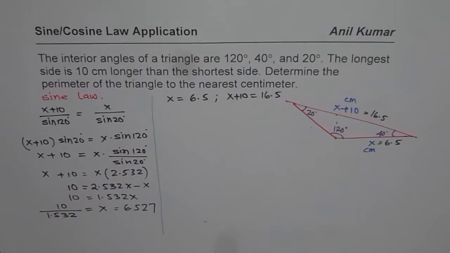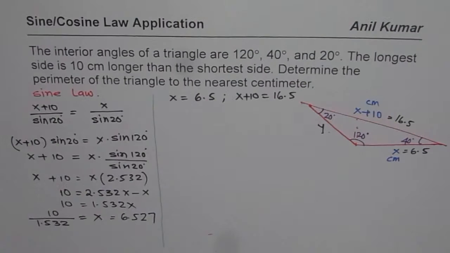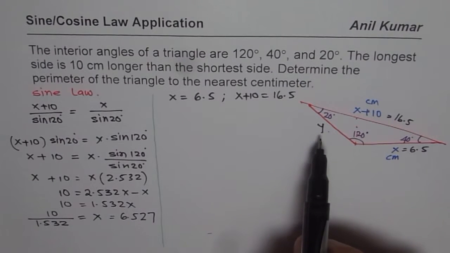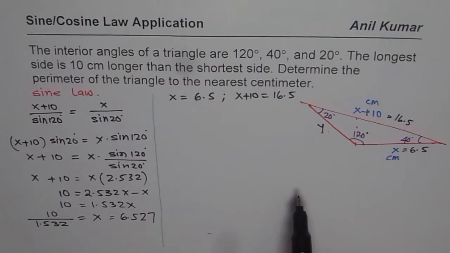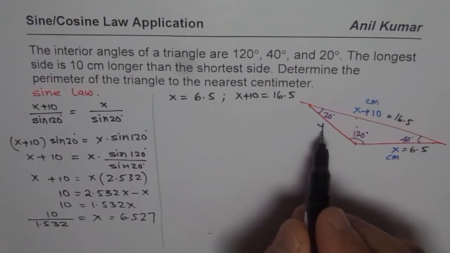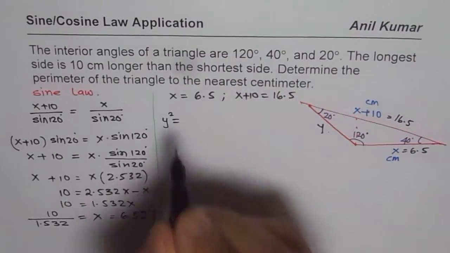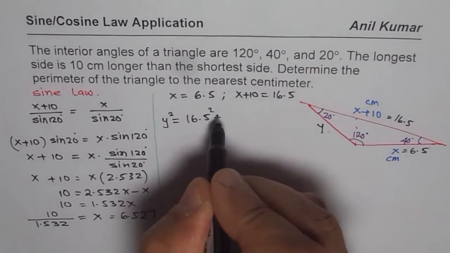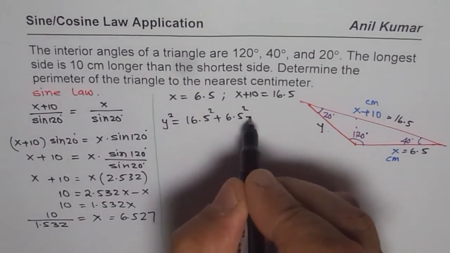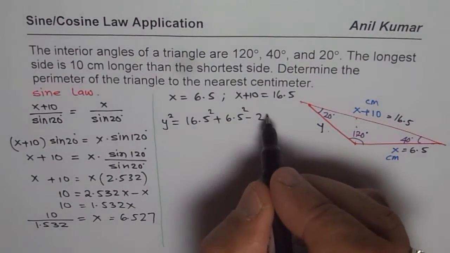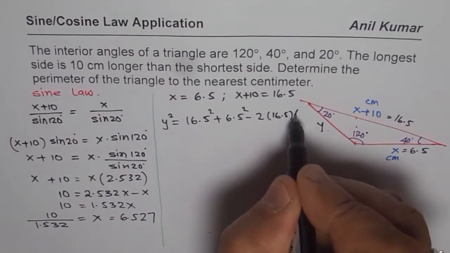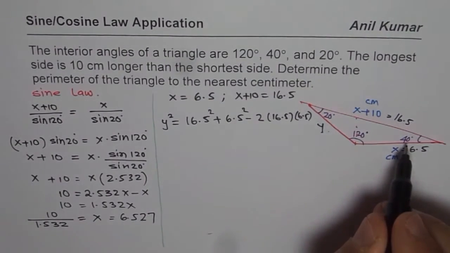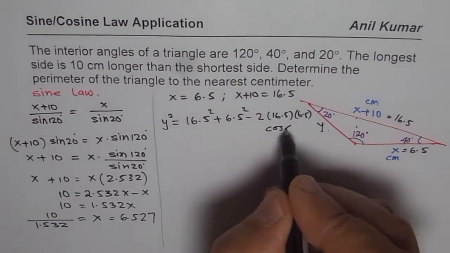Now to find the perimeter, we have to find the third side also. So let us write the third side as y. To find y, we can use either sine law or cosine law. Let us use cosine law this time. So y squared equals the sum of squares of these two sides, which is 16.5 squared plus 6.5 squared, minus 2 times 16.5 times 6.5 times cos of the angle opposite to the side, which is cos of 40 degrees.